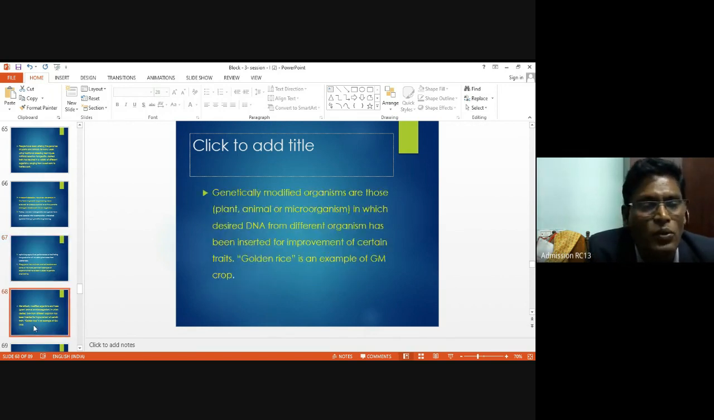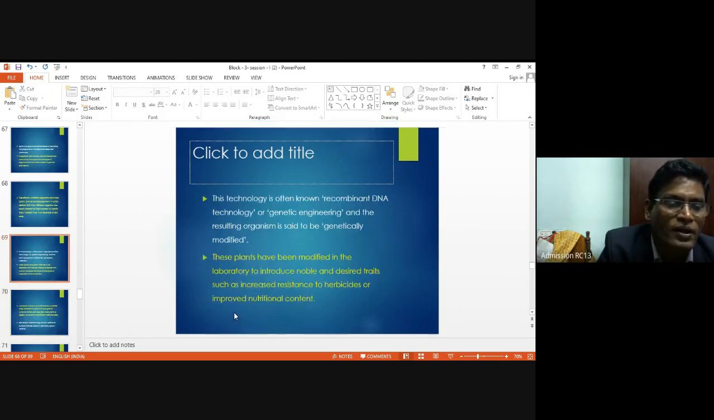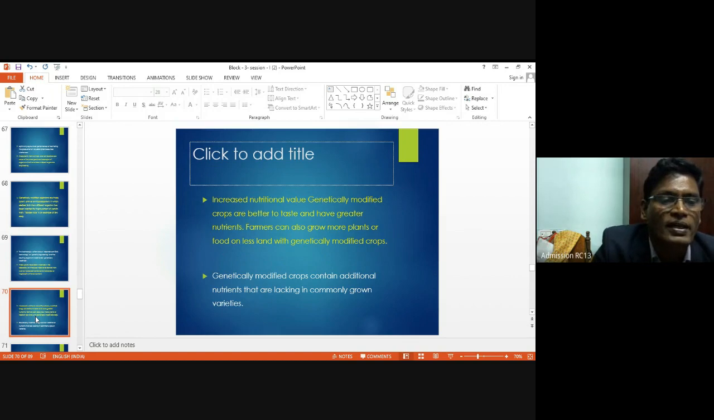Genetically modified organisms are those plants, animals or microorganisms in which a desired gene from a different organism has been inserted for improvement of certain traits. Certain traits we want to have are introduced in a new organism. Through this insertion of the gene, we can achieve our goal. For example, golden rice is an example of a genetically modified crop. Golden rice has increased nutrition value, and genetically modified crops taste better and have greater nutrients.